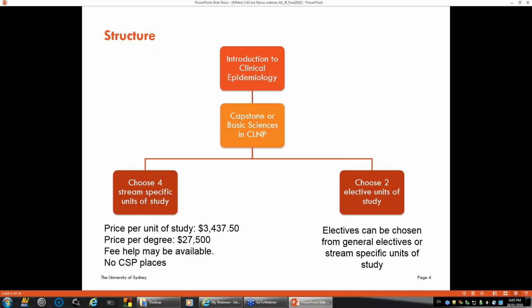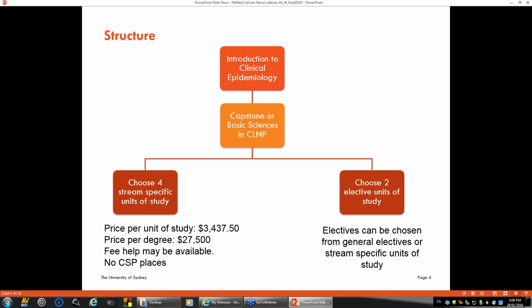Just to tell you the bad news, the price per unit of study is just under $3,500, and you pay as you enrol. So if you're only doing 1 unit of study, you pay for 1 unit of study. If you're planning to complete the whole degree this year, you would pay the whole amount, but in 2 lots per semester. For some of you, FEE-HELP will be available, and all the information for that is on the website. And unfortunately, we have no Commonwealth supported places for any of these degrees.